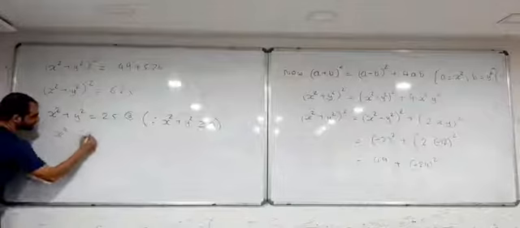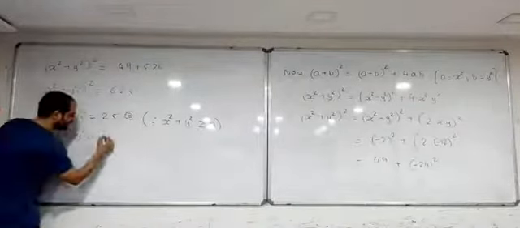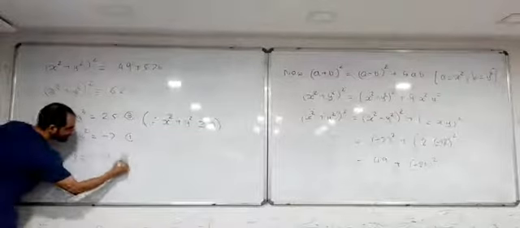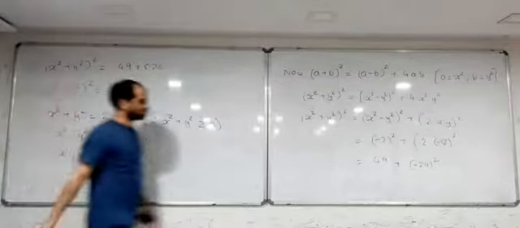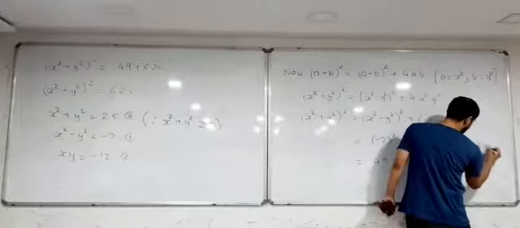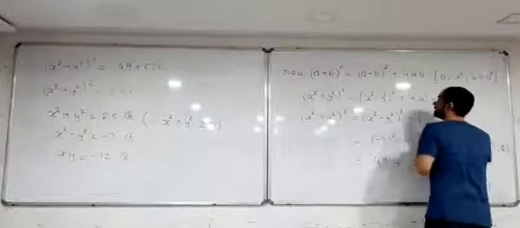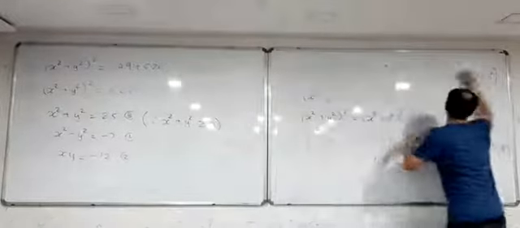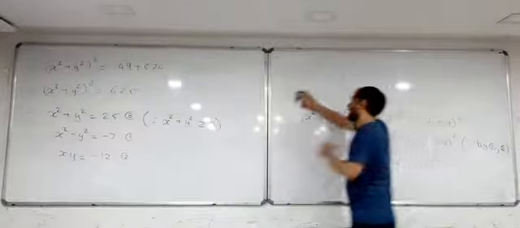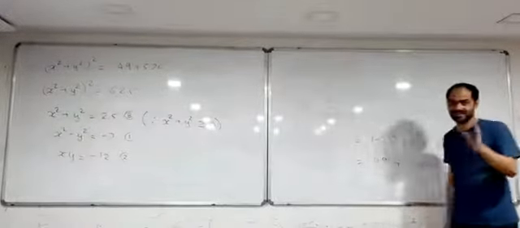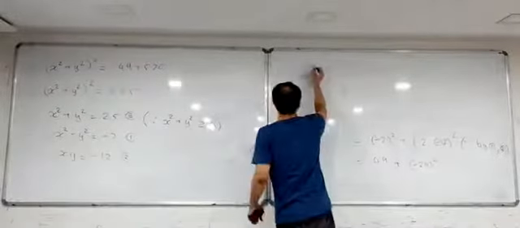x square minus y square, what was it? x square minus y square was minus 7 by result number 1, and xy was minus 12 by result number 2. That is by 1 and 2. So now we have to solve the first and second equations, and the first and third equations, to find x square and y square. See, this is the method which they have given in the textbook.